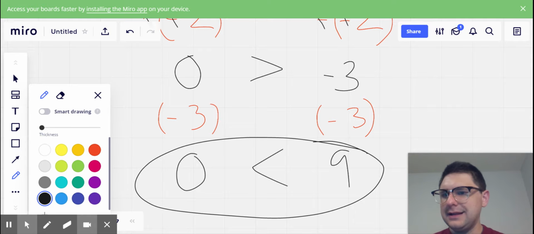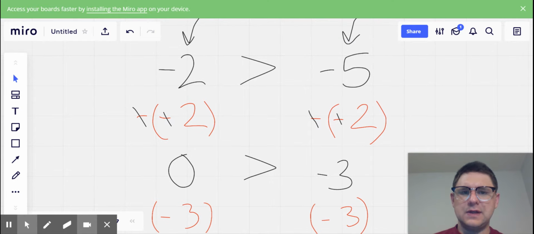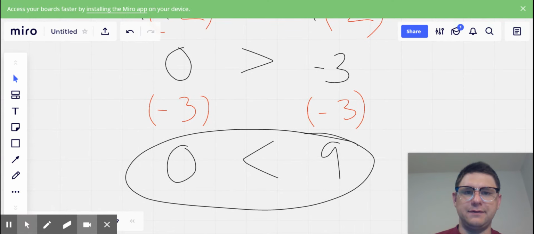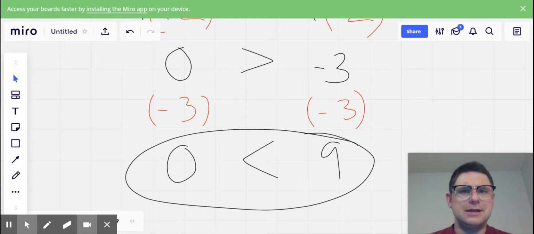Notice that when we added things, it didn't change the inequality sign, but when we multiplied by a negative, it did flip the inequality sign the other way. I think that is a little bit interesting. Maybe drop a comment on the YouTube channel and just tell me why you think that is.